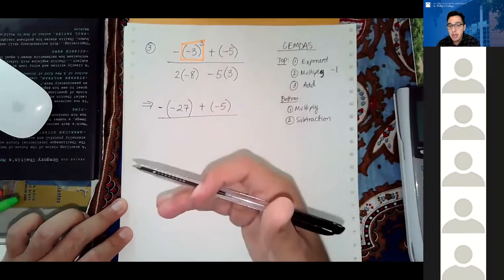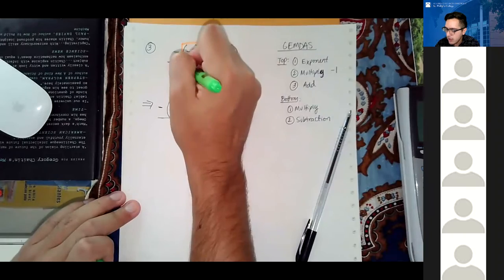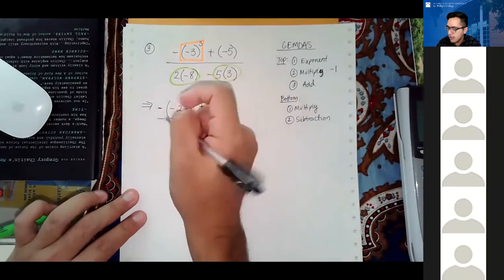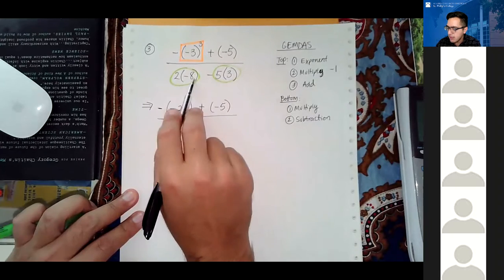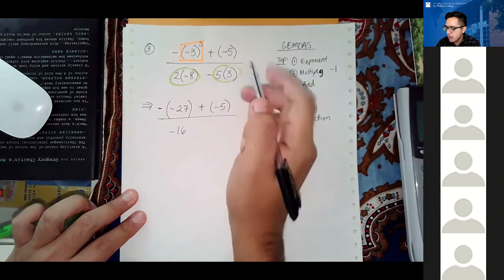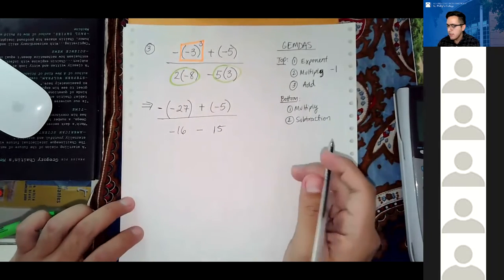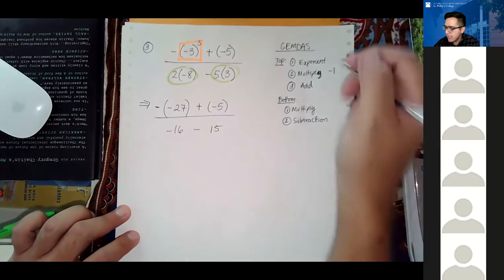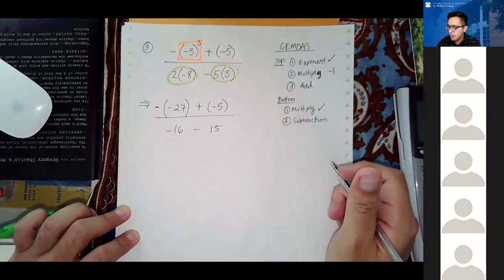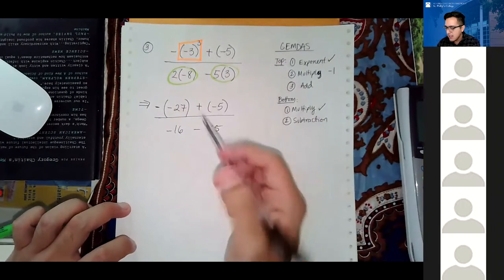I'm sort of going to work the top and the bottom simultaneously. For the bottom, I said I wanted to work the multiplication first, so let's take care of that as well. 2 times -8 should be -16, and then 5 times 3 is 15, so this is -15 there. So I've taken care of my exponent, and simultaneously done the multiplication on the bottom. Because they're in separate groups, I can do them simultaneously.